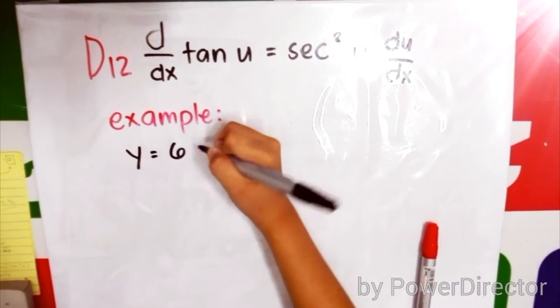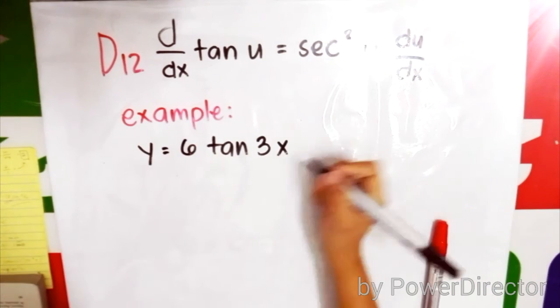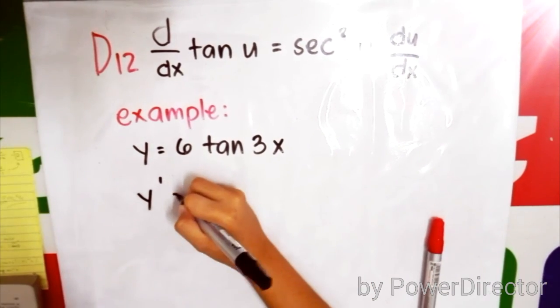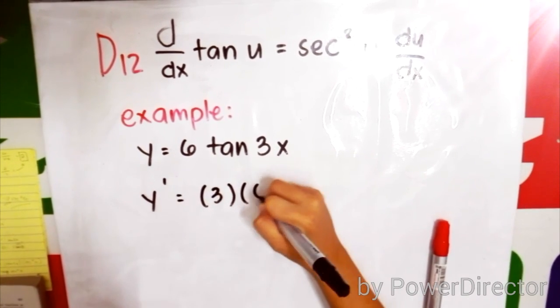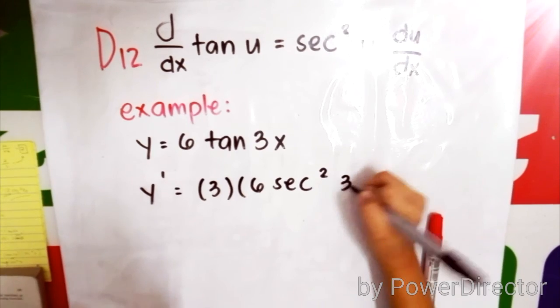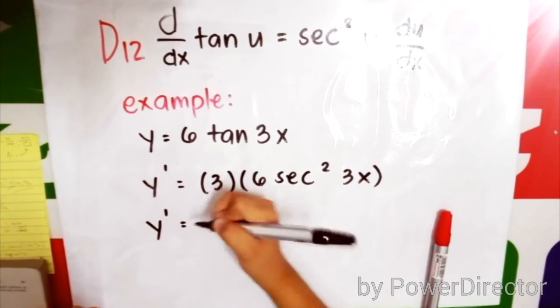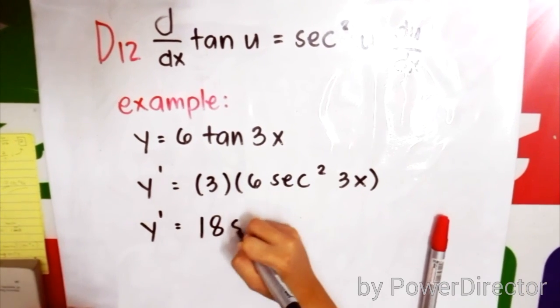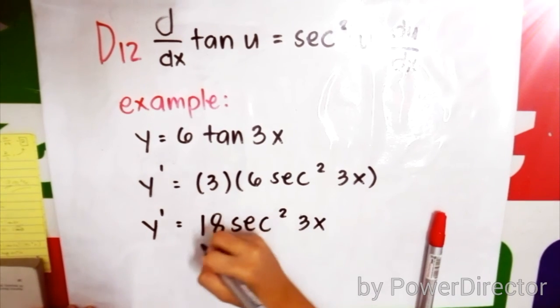For example, we have 6 tangent 3x. The derivative of 3x is 3 multiplied by 6 secant squared 3x. 6 times 3 is 18, so we will get 18 secant squared 3x.